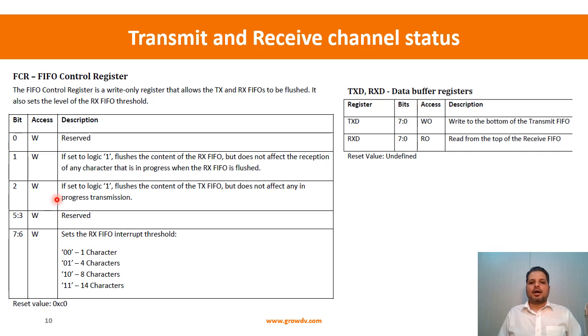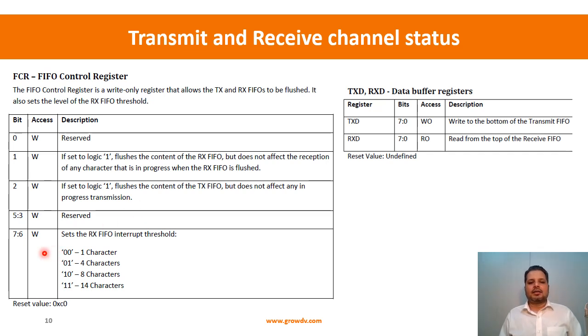So you set bit number 2, then the TX54 gets flushed but it does not affect any in-progress transmission. An in-progress transmission is read from the queue, from the TX54, put in your TX register, and from there you are doing the parallel to serial conversion. So when you flush the TX54, this particular entry doesn't get affected. That's what this line means.